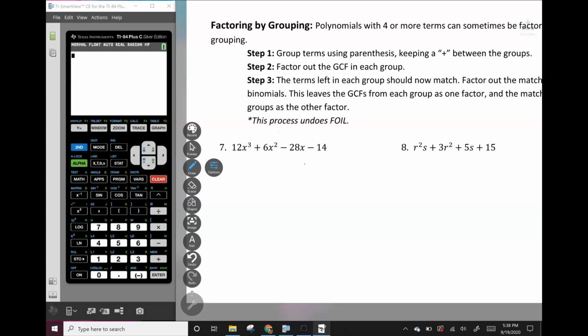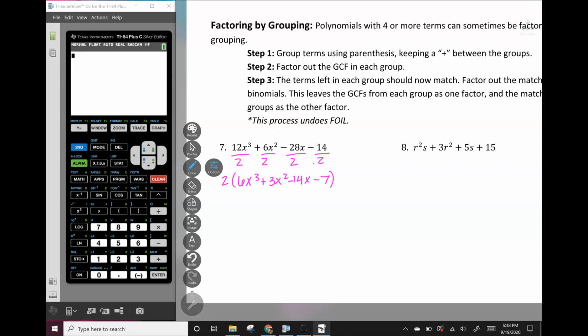Notice these numbers are all divisible by 2. So I'm going to take out this 2 first before we get into our grouping. That gives me 6x cubed plus 3x squared minus 14x minus 7. Okay, now step 1 for factoring by grouping is you want to group the terms using parentheses.